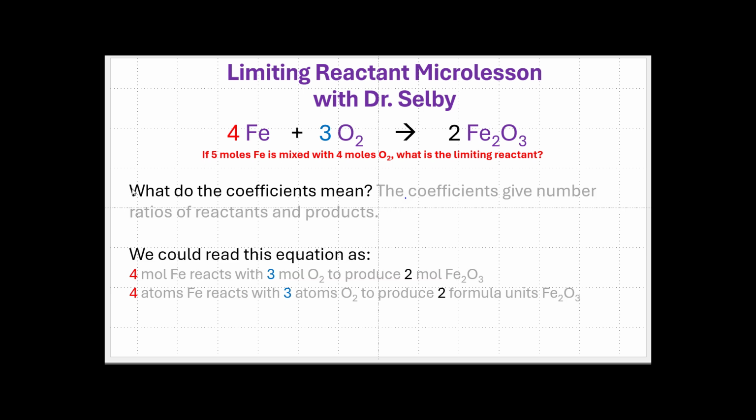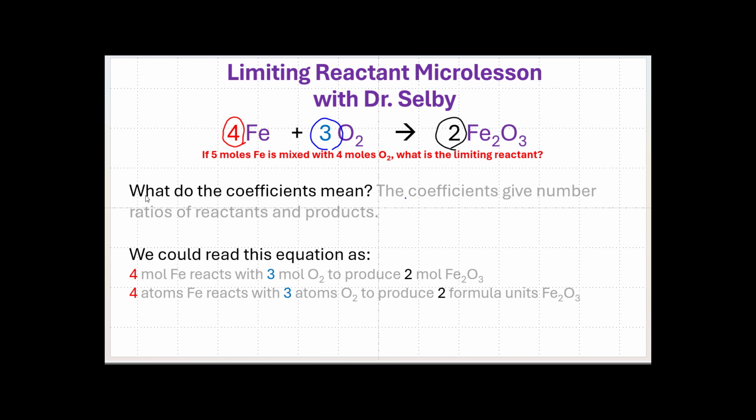So first, what do the coefficients mean in this balanced chemical equation? And what do I mean by coefficients? So this 4 here, and this 3 here, and this 2 here, those are coefficients in this balanced chemical equation. And what they mean is they give the number ratios of reactants and products. And those number ratios can be interpreted different ways.